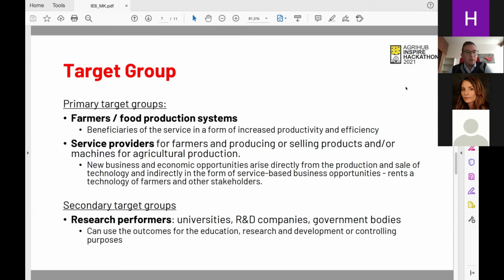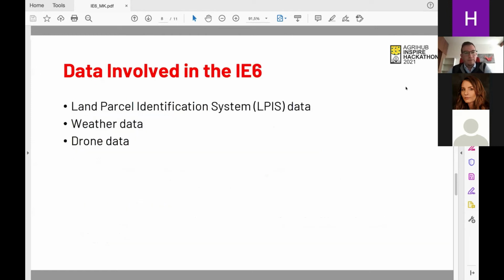And second, the second primary target group are service providers who already have some of these systems and want to use them in concrete conditions in Czech Republic and Slovakia, and they are seeking new economic opportunities in this field. The secondary target group are the research performers, such as universities, R&D companies, and government bodies, which can use the outcomes for education, research, and development of their knowledge base.